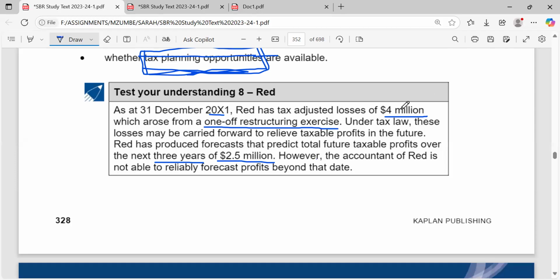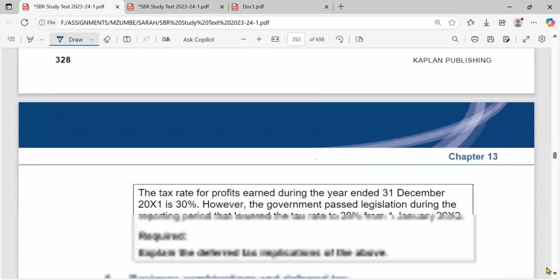So should we have the deferred tax on all of 4 million or just 2.5? Because you can't be sure beyond that date on whether you can generate more profit from which you can use to offset these losses, right? You see now? Okay, so what are we required to do here?